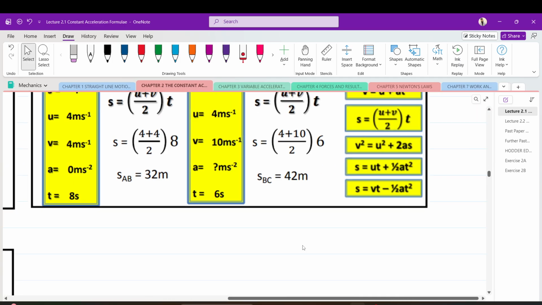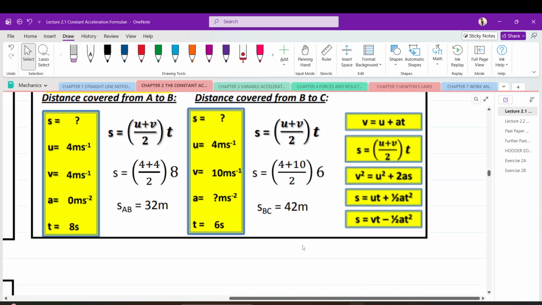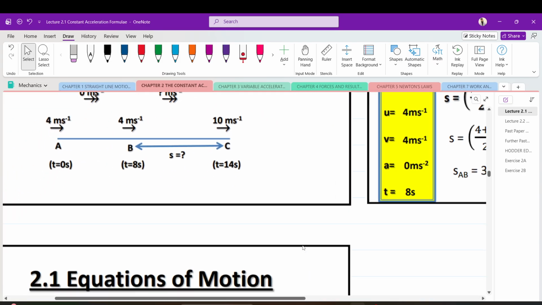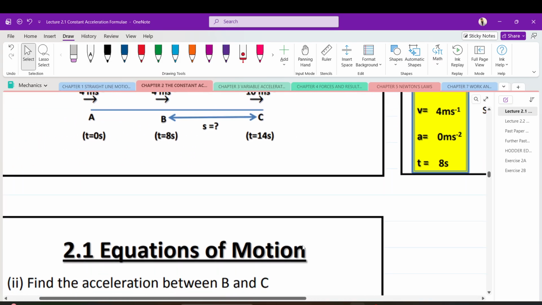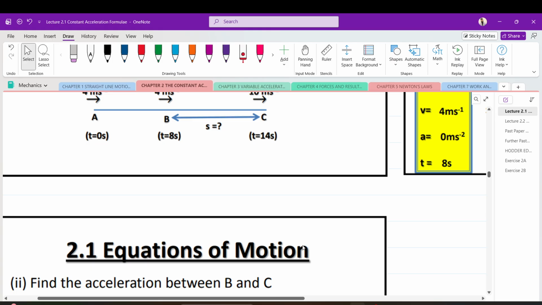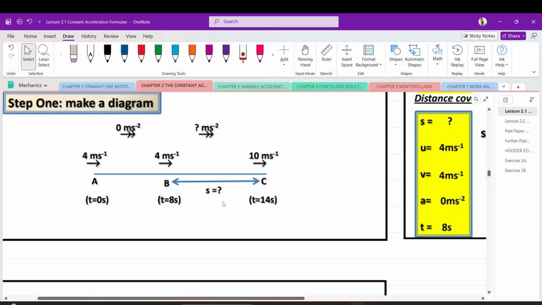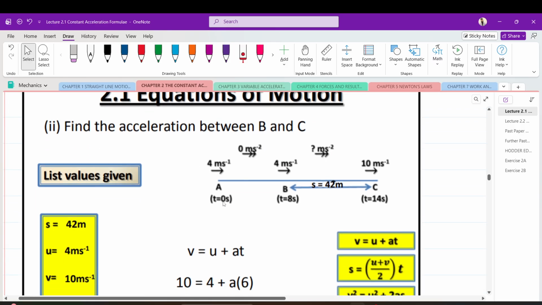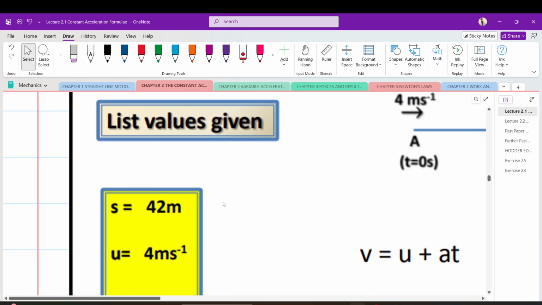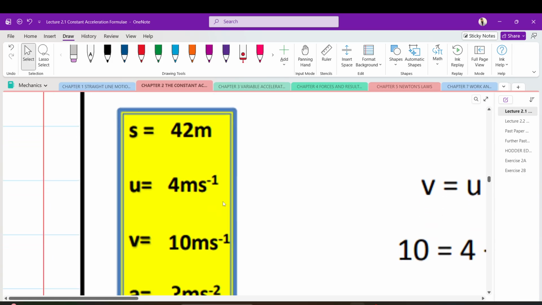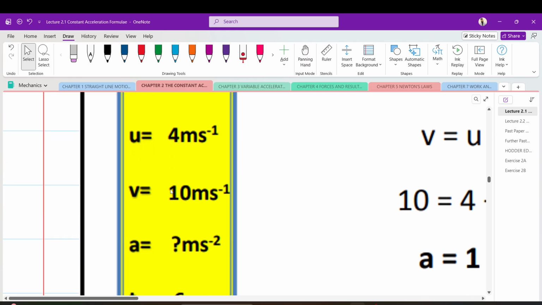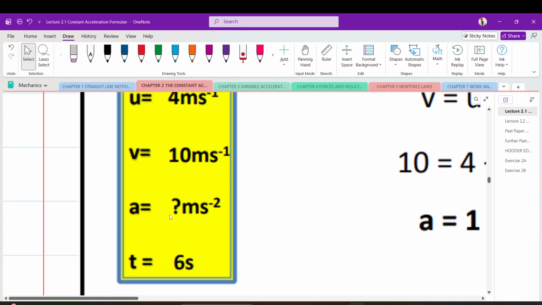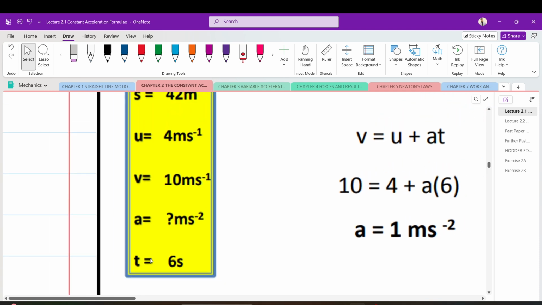Okay, all right. Now, part 2 is find the acceleration between B and C. Now you need to find acceleration. Again, you go back to SUVAT equations, list the values which are given to you. So we know displacement, we know initial velocity, we know final velocity, acceleration is what needs to be found, and t equals 6 seconds.